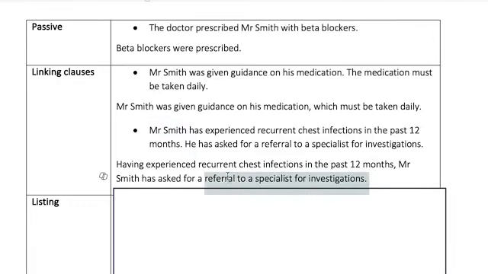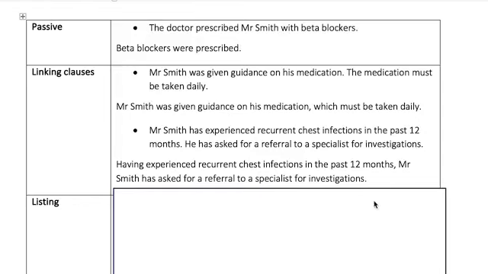Also, if I look at this section here, and I'm going to talk about it later on, but if you think about it, he's asked for a referral to a specialist for investigations. Well, we could possibly say Mr. Smith has asked for just a referral to a specialist. Do I need to put for investigations? Or could I put he has asked for specialist investigations? Possibly I could do that as well. Okay, so there are always options that we can look at.